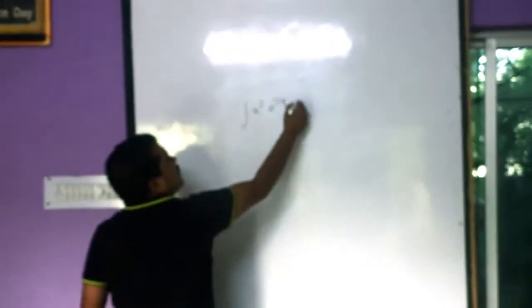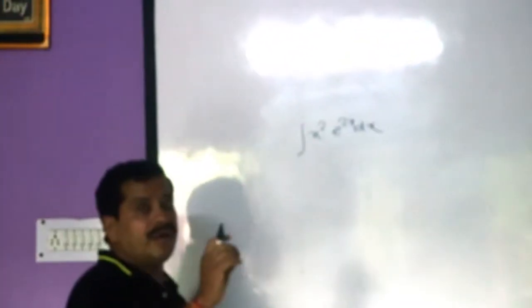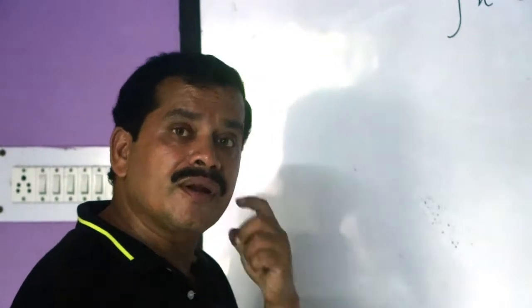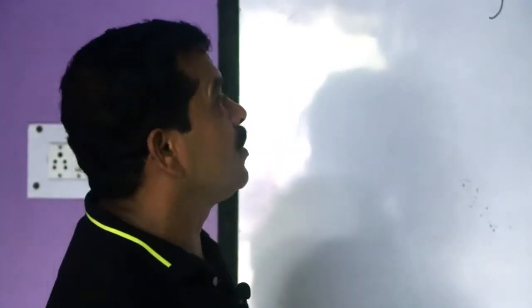The integral is x square e to the power 2x dx. Here one factor is x square and another is e to the power 2x. We cannot evaluate this integration by the method of substitution. So in this case we apply integration by parts.